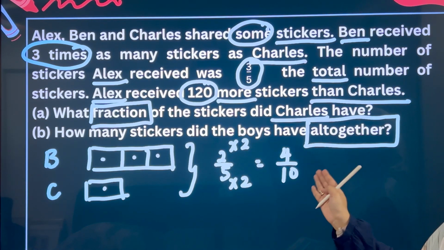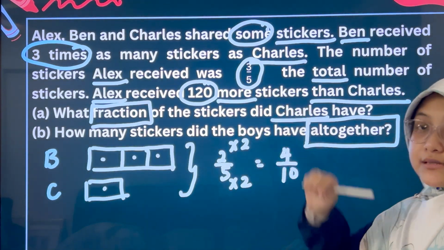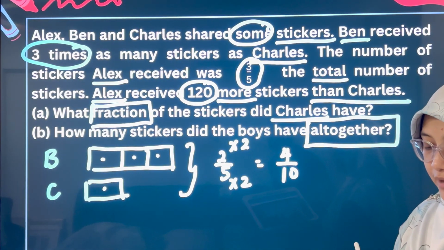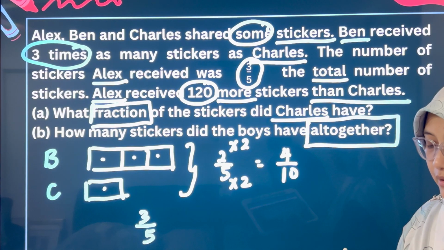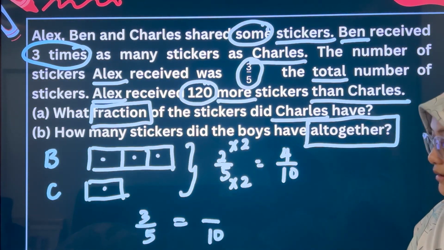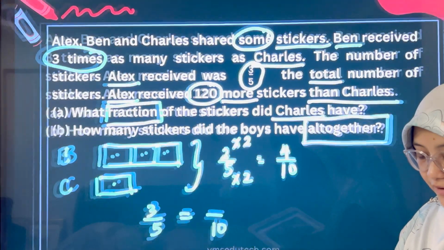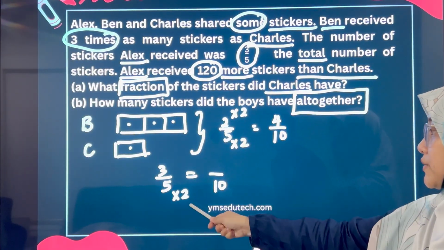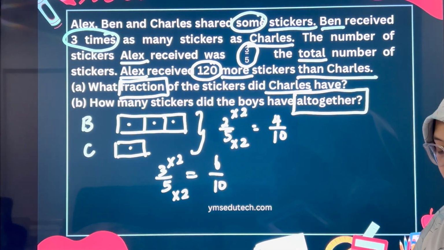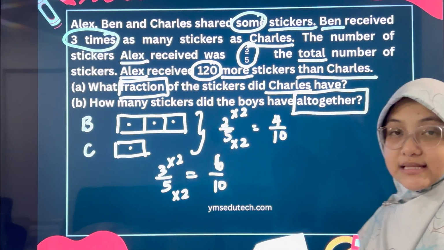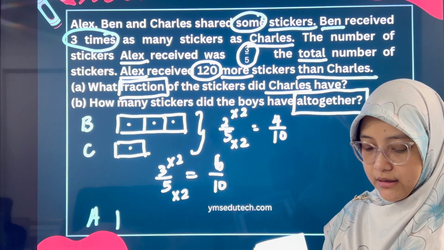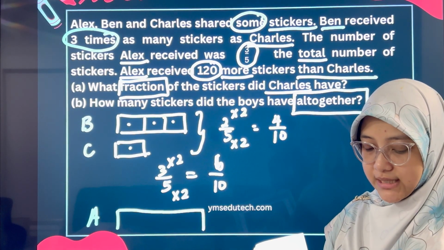Which means, what fraction of the stickers did Alex receive? Alex would receive 3/5, which has to be converted to out of 10 as well. And how do I get 10? Multiply 5 by 2, and do the same to the numerator, multiply by 2. So Alex would receive 6 units. We can draw model for Alex having 6 units.